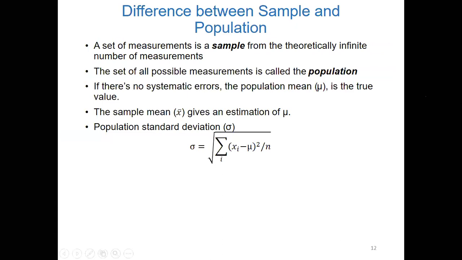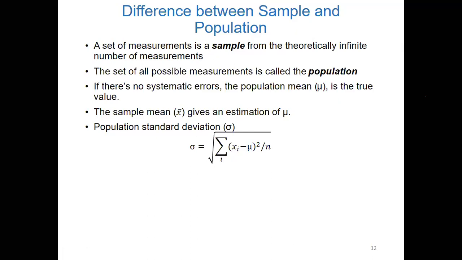Okay, and I mentioned to you that the sample and population mean are two different things. So let's see what is the difference between the sample and population. When we do the sampling, the very first thing we learn is a sample means a representative portion from the bulk. Bulk is the population. Therefore, a set of measurements is a sample from the theoretically infinite number of measurements.